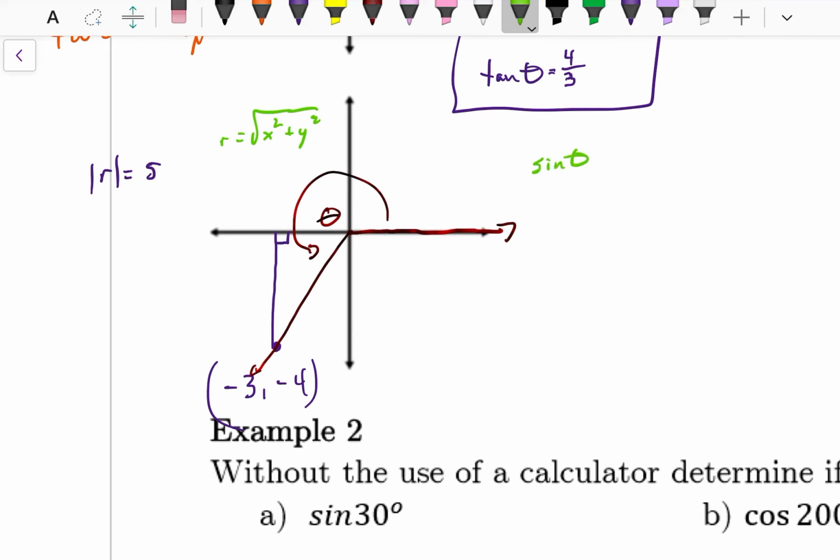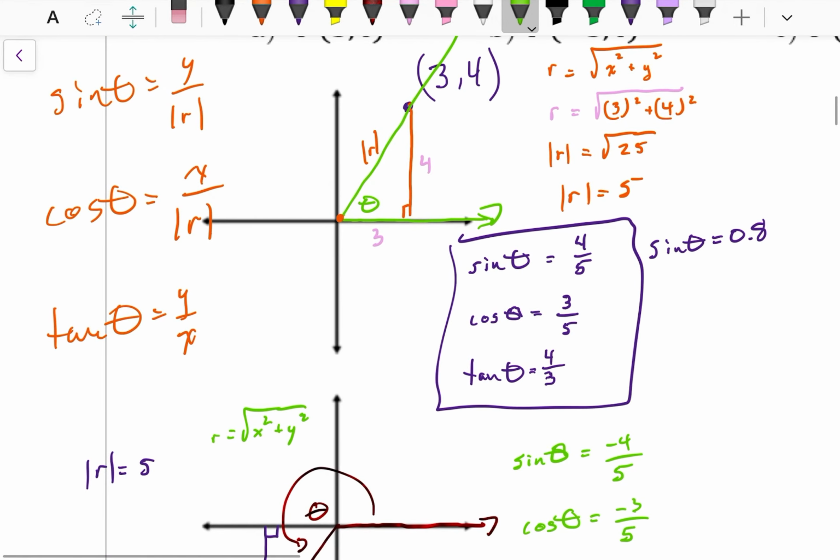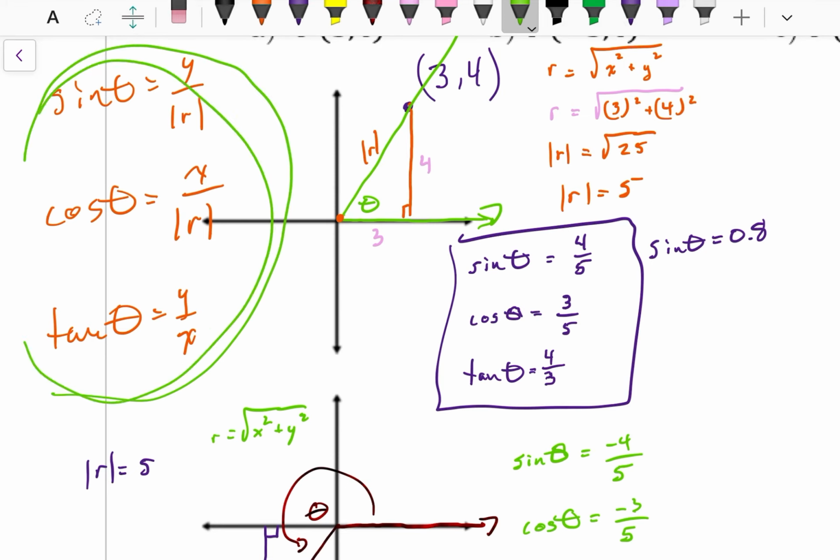So sine theta is equal to the y-coordinate divided by my radius vector r. Cosine theta is going to be my x-coordinate divided by my radius vector r. Tangent theta is going to be equal to my y-coordinate divided by my x-coordinate. Now, I'm just dropping these really quickly, but what comes back is this over and over and over again. If you're having a hard time following, maybe write those down and put them beside this video.